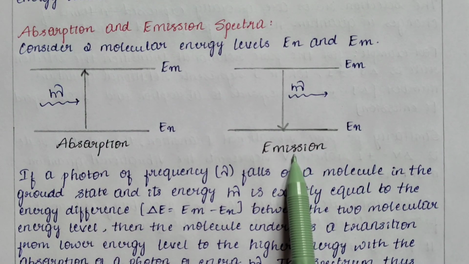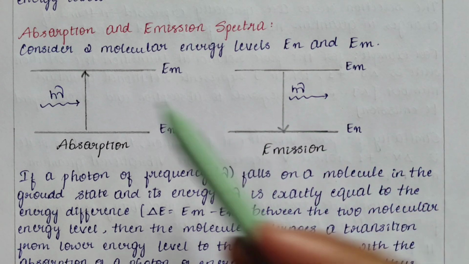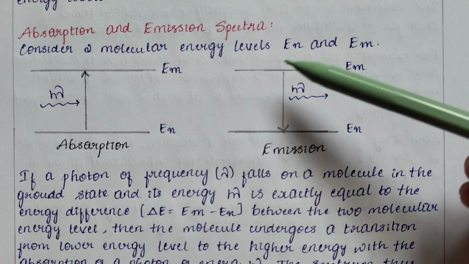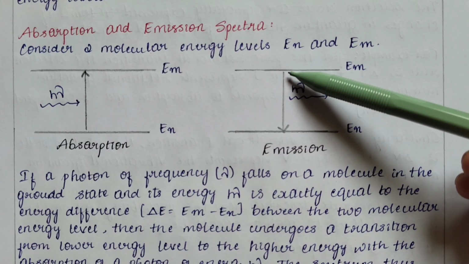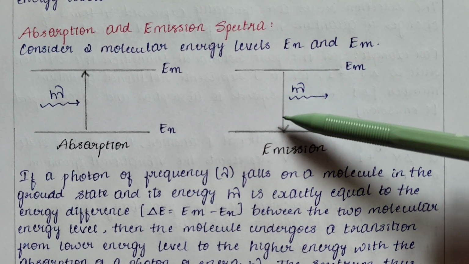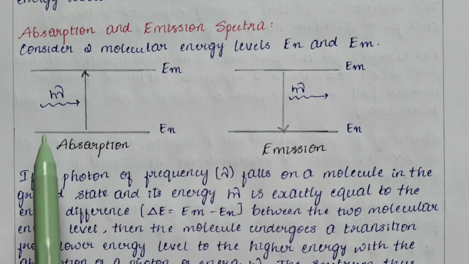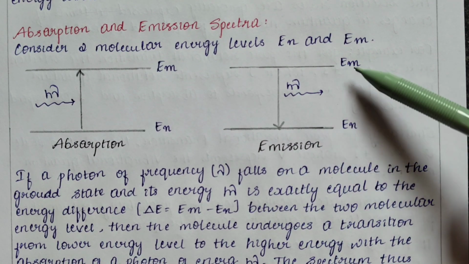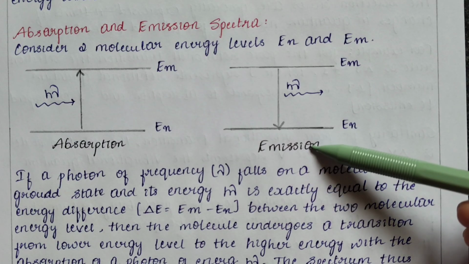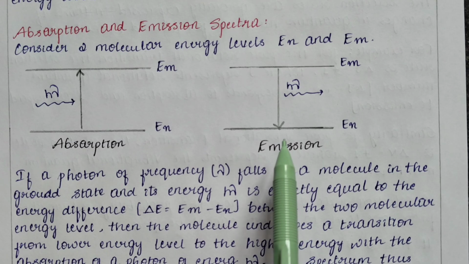And if we come to the case of emission, after some time, or after a few seconds, the excited electron will return to its ground state, that is from Em to En. During the course of getting back to its ground state, this electron will emit some amount of radiation which might or might not be equal to the incident radiation. And the process by which it emits the radiation when it depromotes from the excited state to the ground state is called emission. So this is the explanation for absorption and the process of emission.